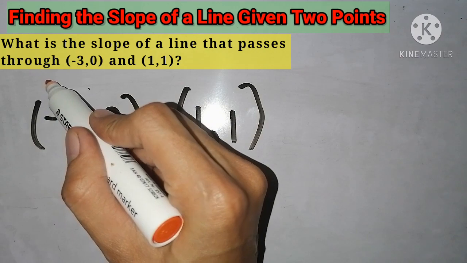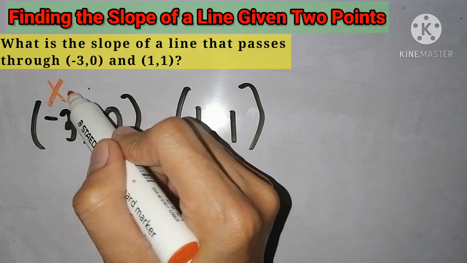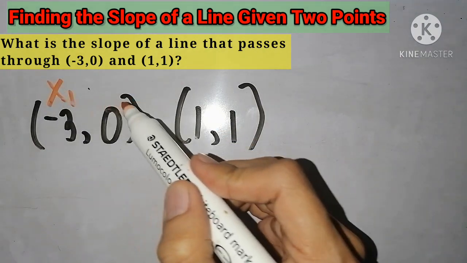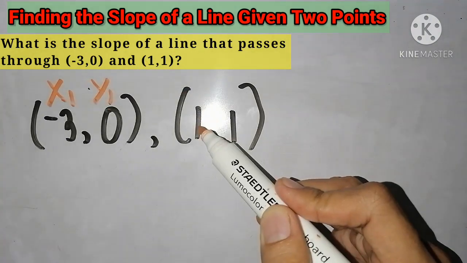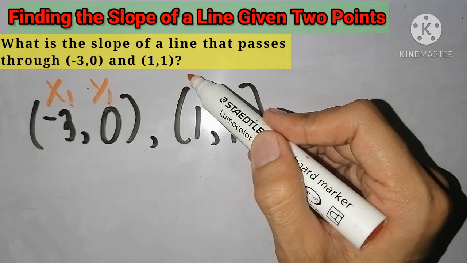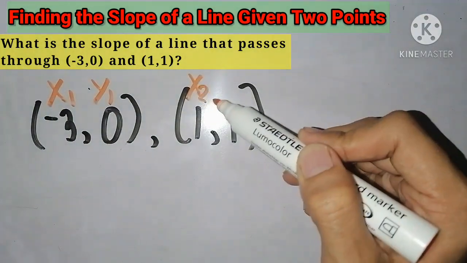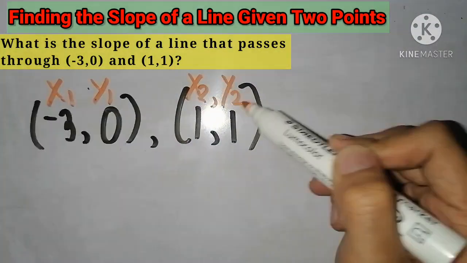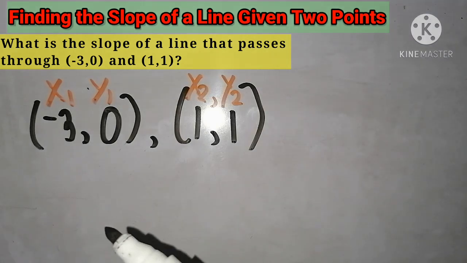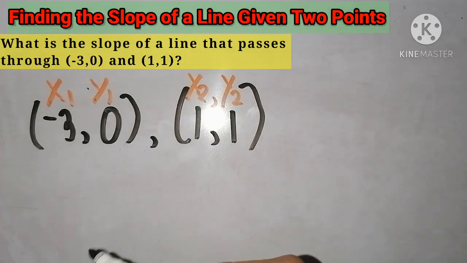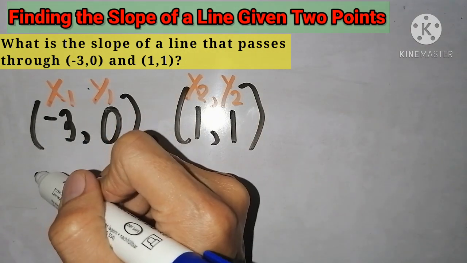So for negative 3, we will assign negative 3 as x sub 1. For 0, we'll assign this one as y sub 1. Then for the second given, we have the x sub 2 and we also have the y sub 2. So we now have the values of the necessary variables, or the necessary points. So we will rewrite the formula.